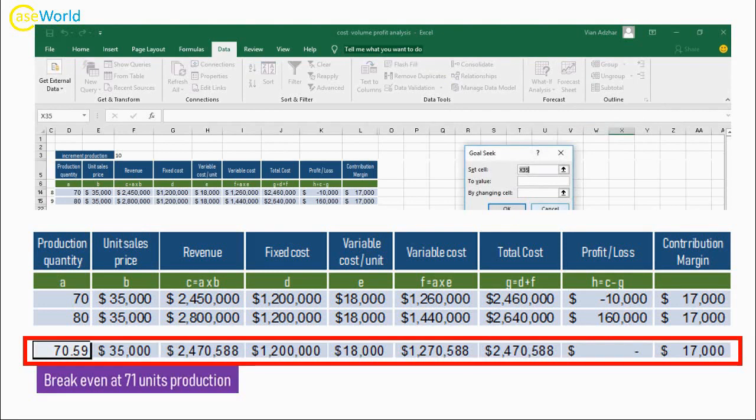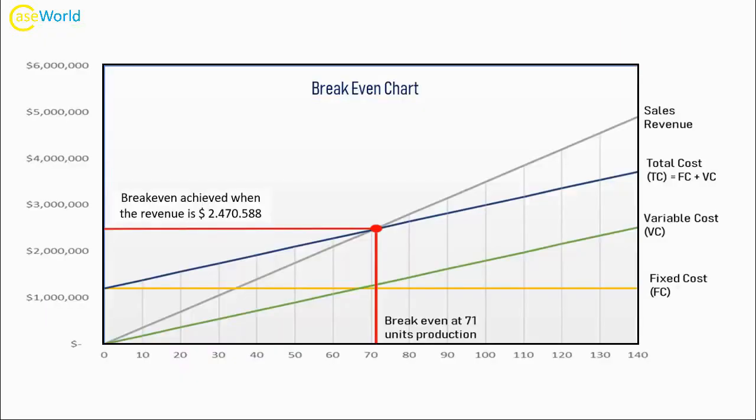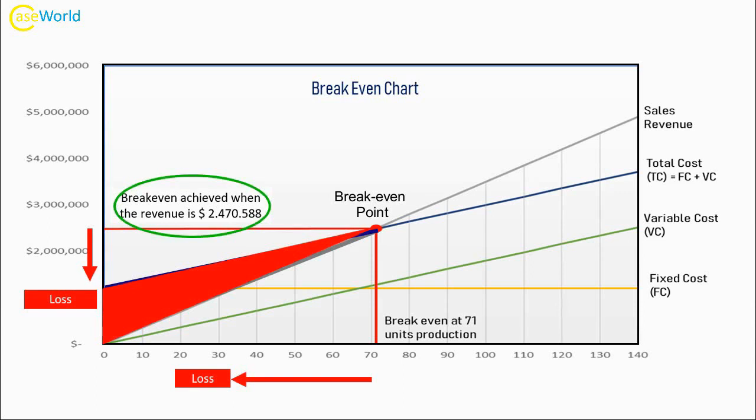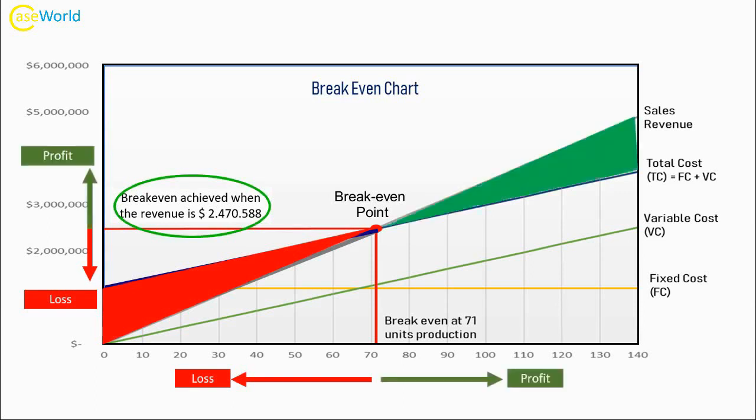Now let's see the illustration of our calculation in the following chart. In that chart, we can see that in the event that the number of products sold is less than 71 units, the company will suffer a loss. This chart shows that the revenue line is below the total cost line, which means that the revenue is less than the total cost. It is shown by the red loss zone in that chart. And vice versa, if the revenue is more than the break-even point, in this case $2.47 million, the company will enjoy the profit from this business.